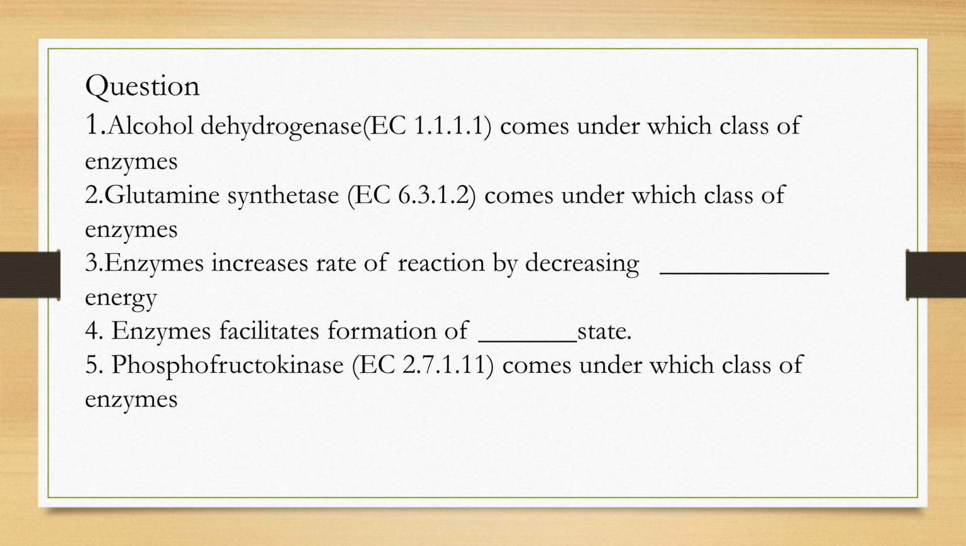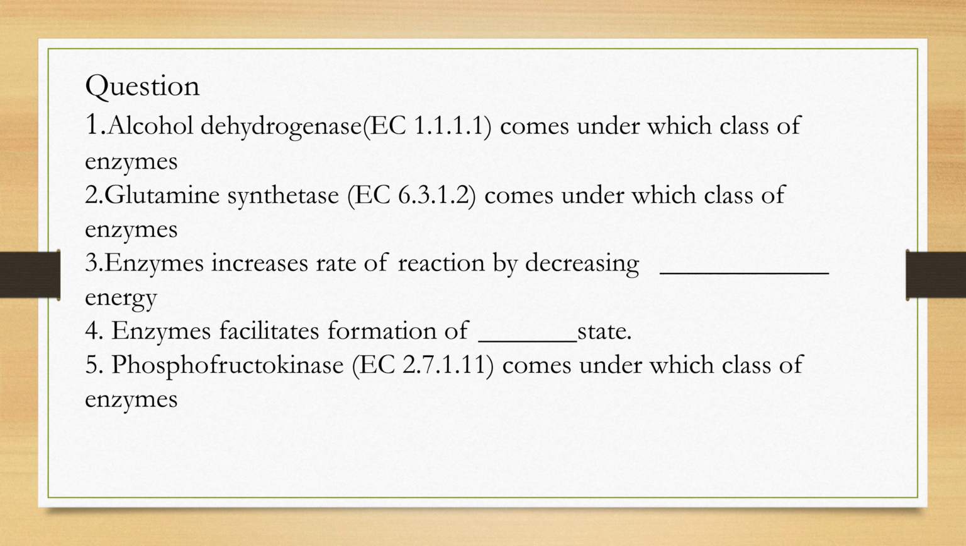Let's summarize whatever we have learned from this presentation. Alcohol dehydrogenase, whose EC number is given. With the EC number you can find which class it comes under. Its EC number is 1.1.1.1. So it comes under which class of enzymes? Oxidoreductase. The first class was your oxidoreductase.